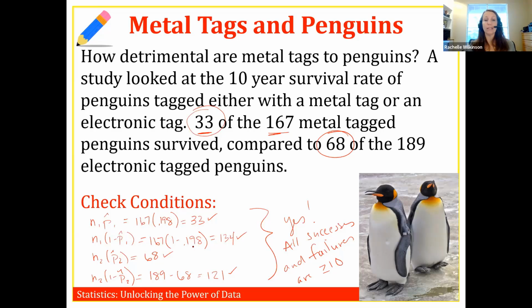I want to see all of these numbers. You need to say, look, I have 33 that's greater than or equal to 10, 134, 68, 121. I need to see all those numbers. Whether you get them using this equation or by computing the successes and failures the way we did on the bottom half here is fine, but I need to know that you knew what you were talking about and that you weren't just guessing when you told me that you met the conditions.